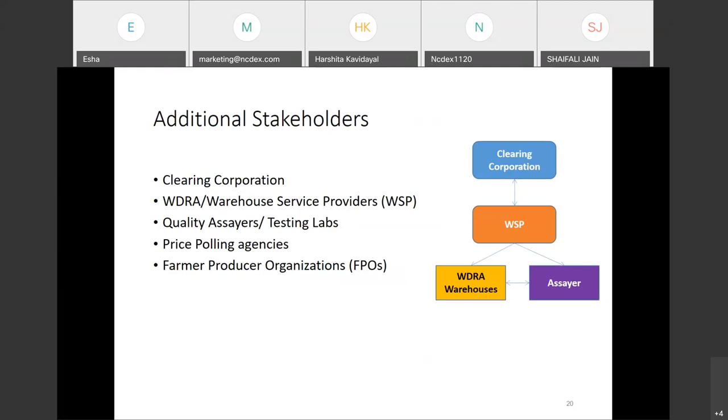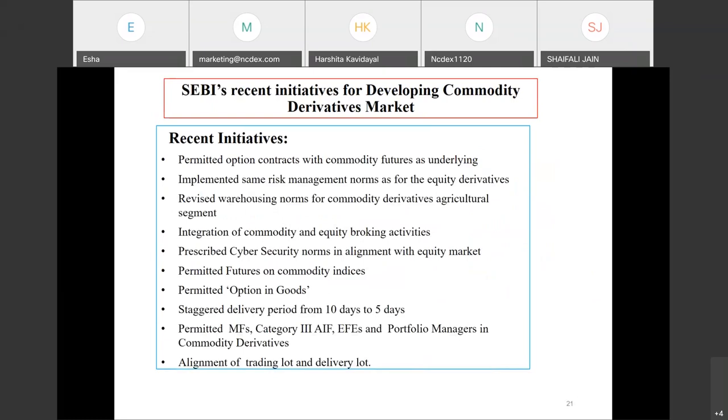Farmer producer organizations, as you know, strengthen the bargaining power of the farmer and enable them to enjoy the benefit of economies of scale. As I told you in my first slide, these are the recent initiatives taken by SEBI to promote the commodity derivatives market. We have Category 3 alternative investment funds, mutual funds, eligible foreign entities, and portfolio managers for commodity derivatives. We have permitted options in goods, futures on commodity indices, revised warehousing norms, integrated commodity and stock broking agents, and prescribed cyber security norms in alignment with the equity market. These are the initiatives taken by SEBI for developing the commodity market.